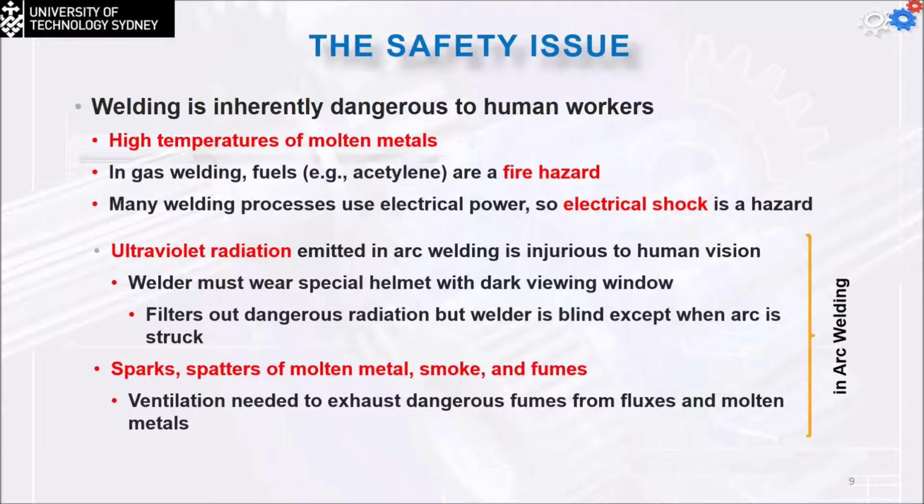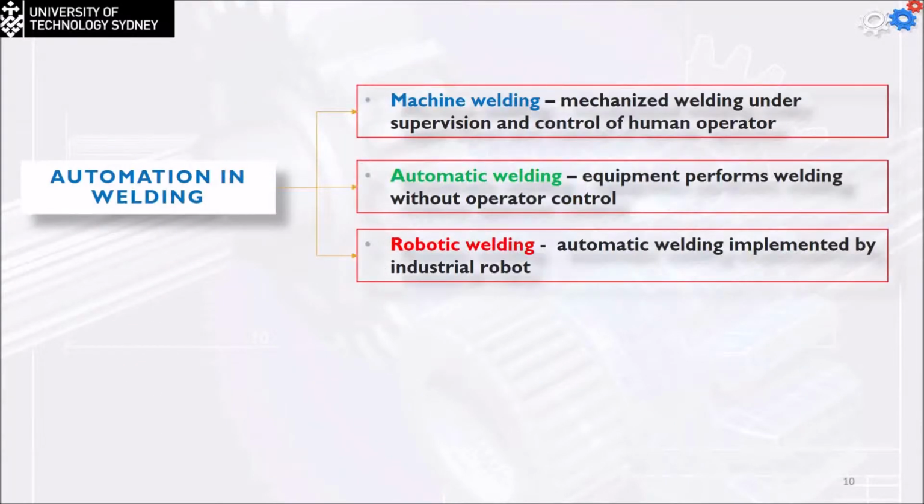We can simply do the automation for the welding, like for example, do the machine welding, where the welding is run under the supervision and control of the human operator, but the machine moves the torch. We can have automatic welding. The equipment performs welding without operator control, and we can program the robotic arm to do the welding.